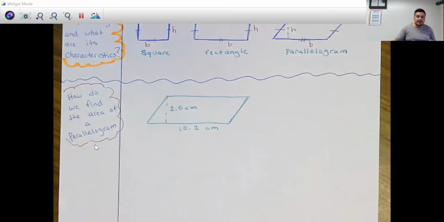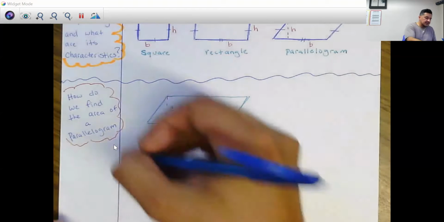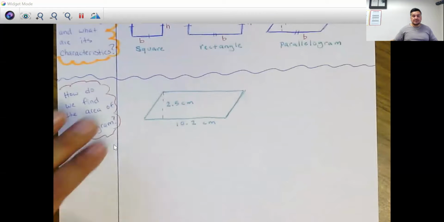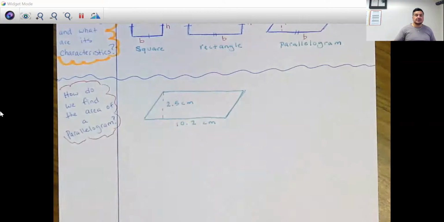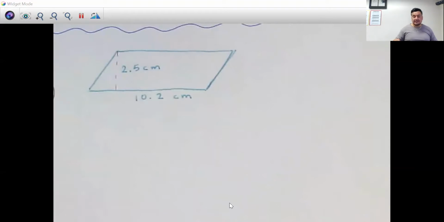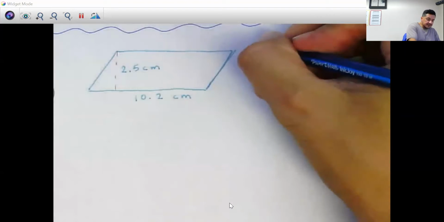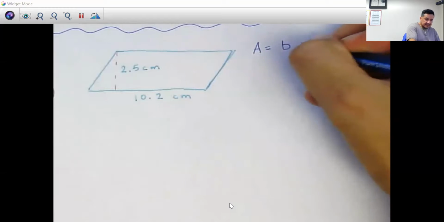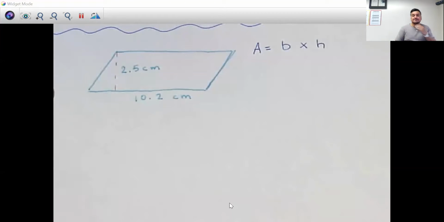Okay, so make sure you've paused the video and you have copied down all the questions here and then the shapes here, okay? And let's talk about how we find the area of this thing. So let me zoom in on this. All right, so there's a formula. And the formula for area of a parallelogram says the area equals the base times the height, okay?